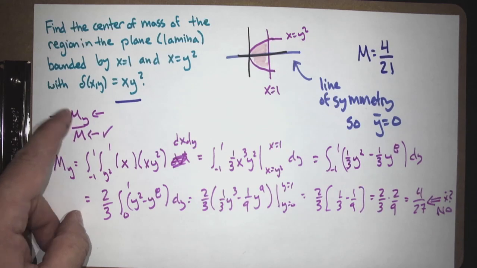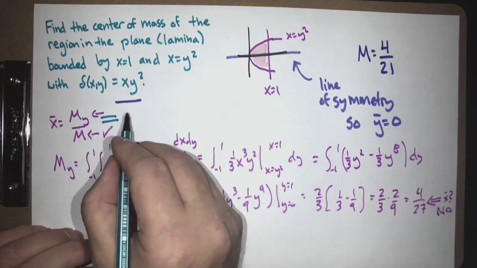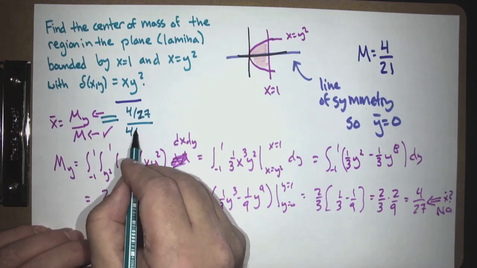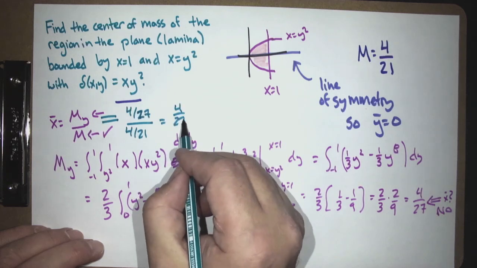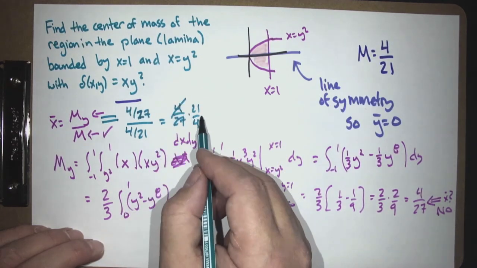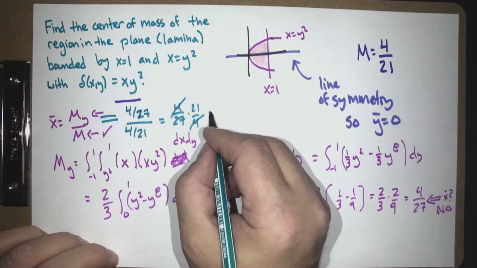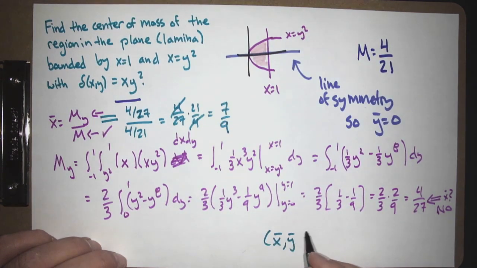Okay, so our real x bar, now we have to do our computation. This is really our 4/27 divided by our mass, 4/21. Well, the 4's, this is going to be written as 4/27 times 21/4, so that the 4's cancel. Do 21 and 27 have any common factors? Yeah, so you can divide by 3, and we can end up with 7/9. All right, so our center of mass, x bar, y bar, is 7/9, 0.